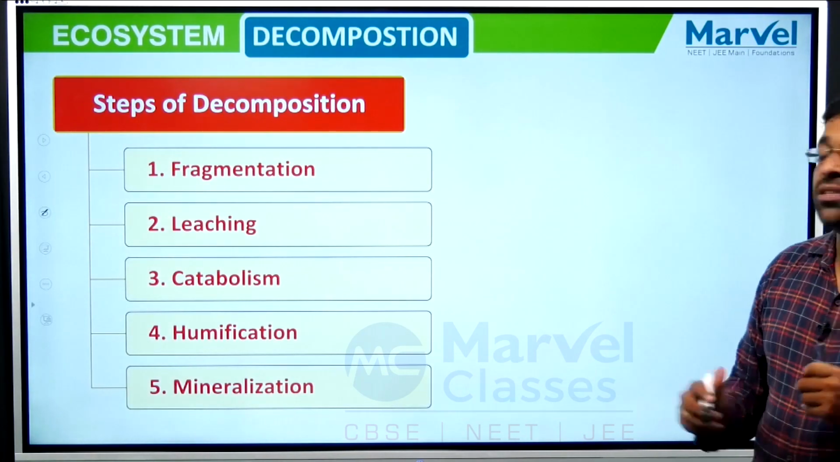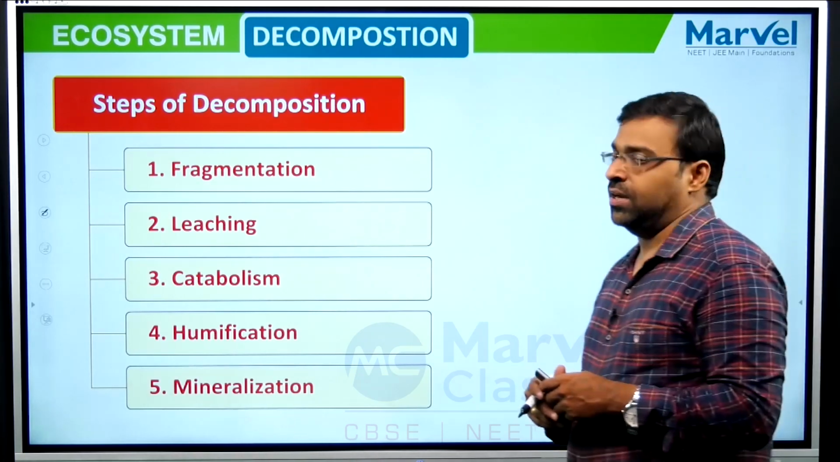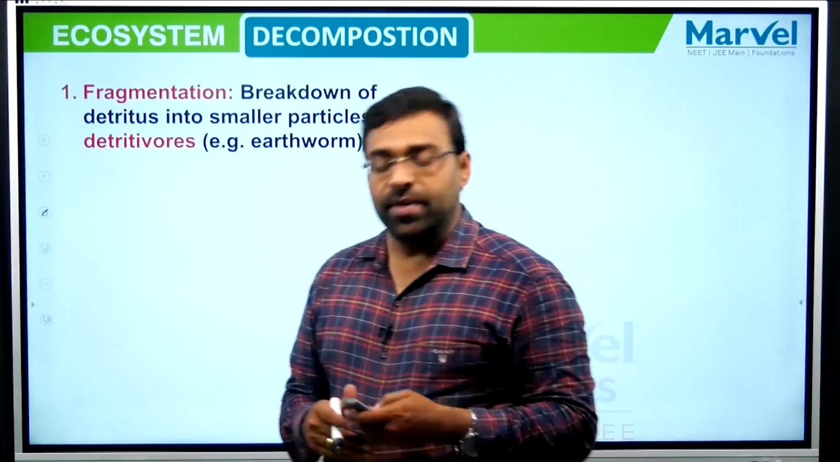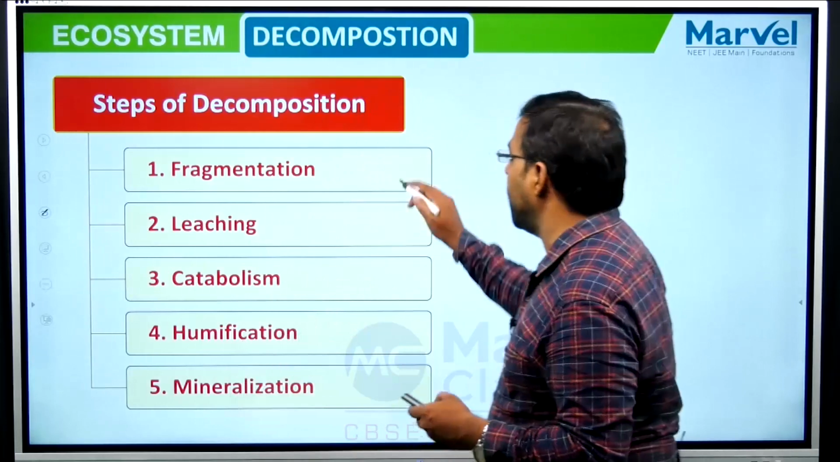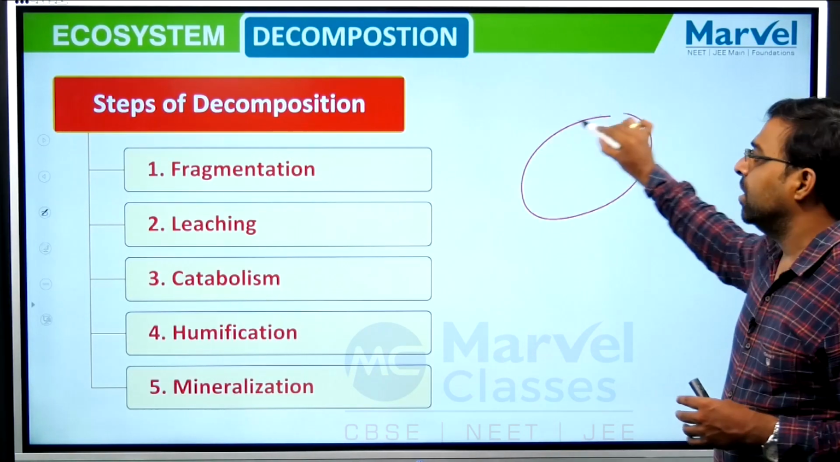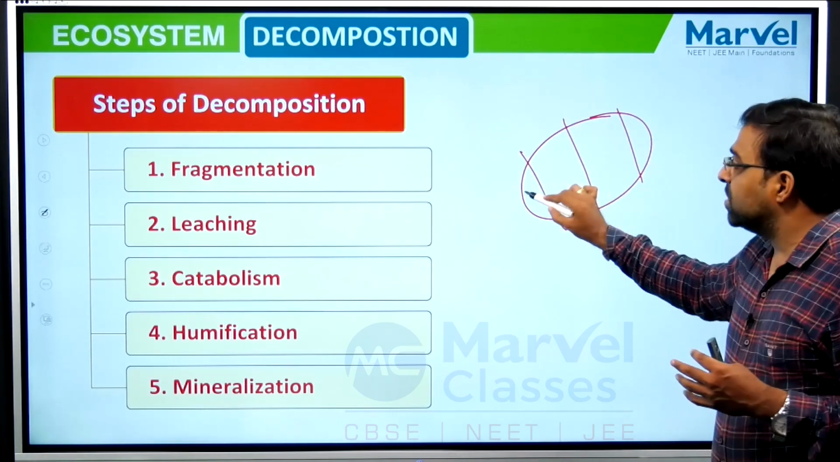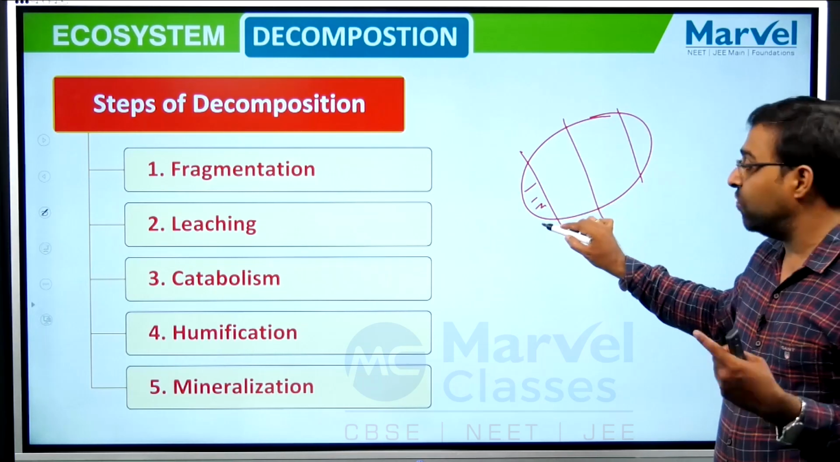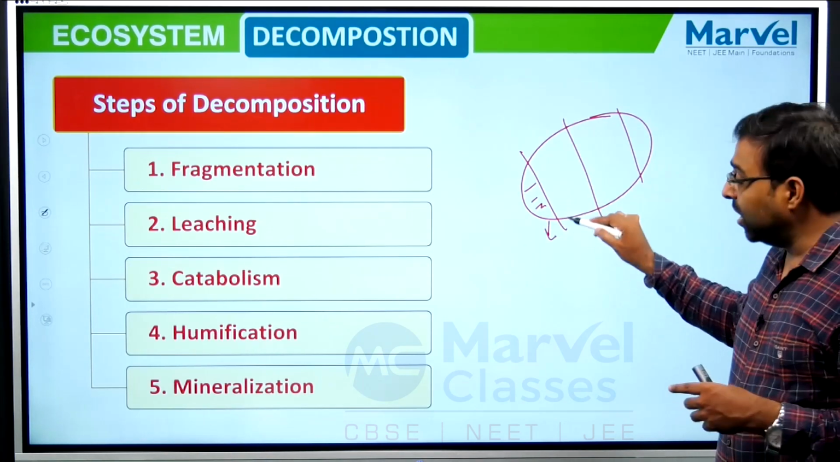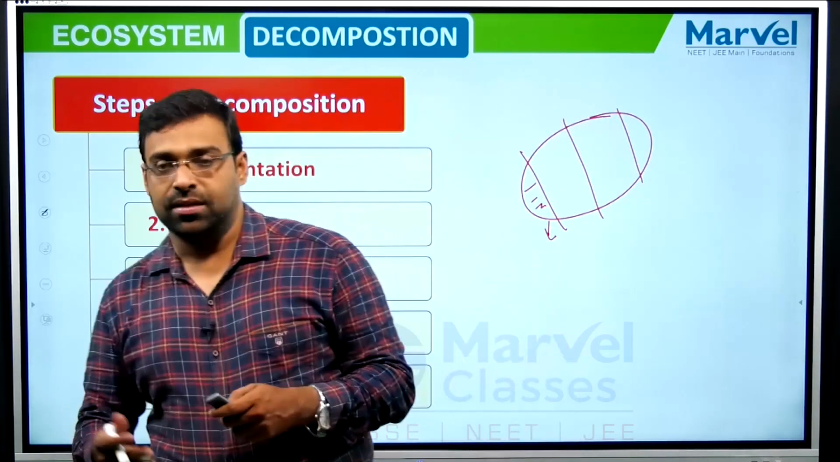Then the steps in decomposition are basically fragmentation, leaching, catabolism and mineralization. We'll be dealing with each and every aspect of this now. Fragmentation: imagine a dog has died, an animal has died, right? It will get decomposed into fragments and fragments. And the skin and other substrate would have leached. They go for catabolism, that is breaking. They'll convert it into humus. And finally, this humus is converted into minerals actually.